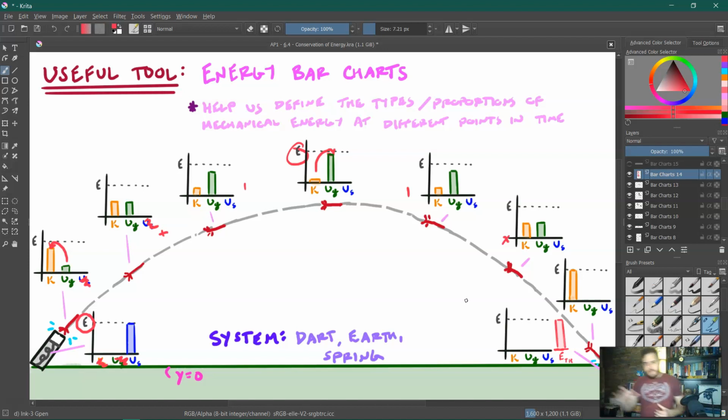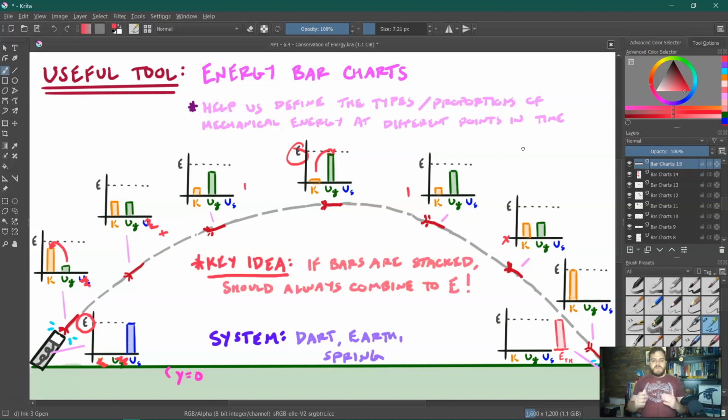So looking at this, what is the key idea we can get using energy bar charts? It allows us to know that if we stack them all up, they should always equal this total mechanical energy E, and that helps us think about how much energy has been transformed from one type to another, and how much we have at some particular moment in time. And now, using the equations we have for the different types of mechanical energy, we can start to reason out some more details.